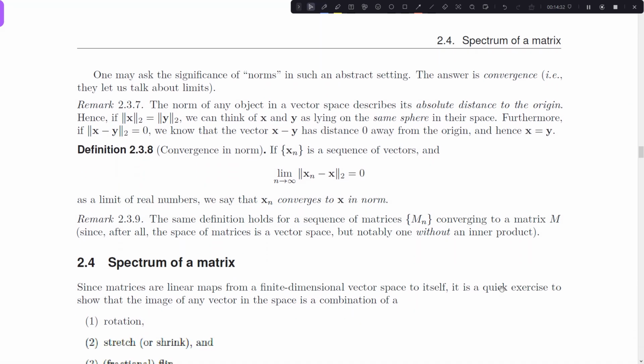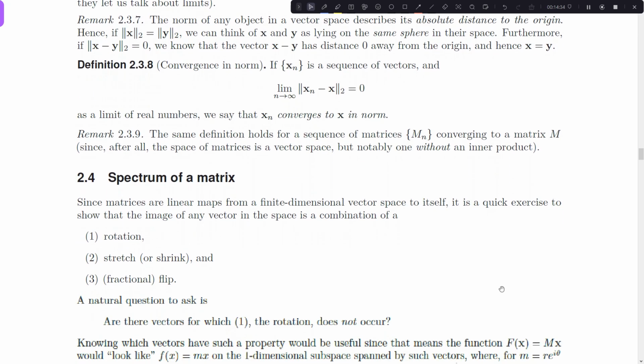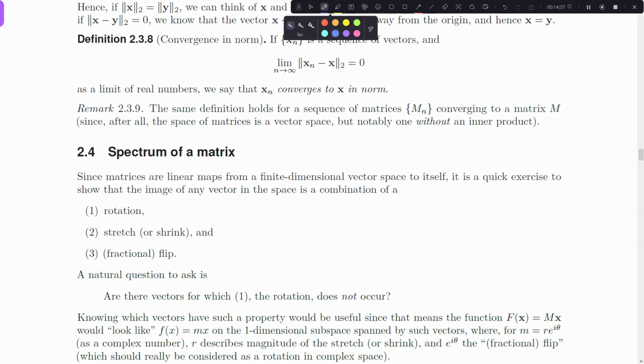And now we'll move on to the next section, which is called spectrum of a matrix. This might be a little bit of a scary word, but really, this is our fancy mathematician's word for eigenvalues. So just think about this section as the eigenvalues of a matrix, but we're going to give it a new name, spectrum, and we're going to sound like really cool mathematicians.